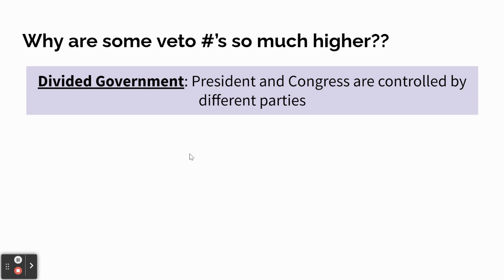Divided government is when the president and Congress are controlled by different parties. So, like, a Republican Congress is passing a law that the Democratic president disagrees with. So you're much more likely to see a veto.